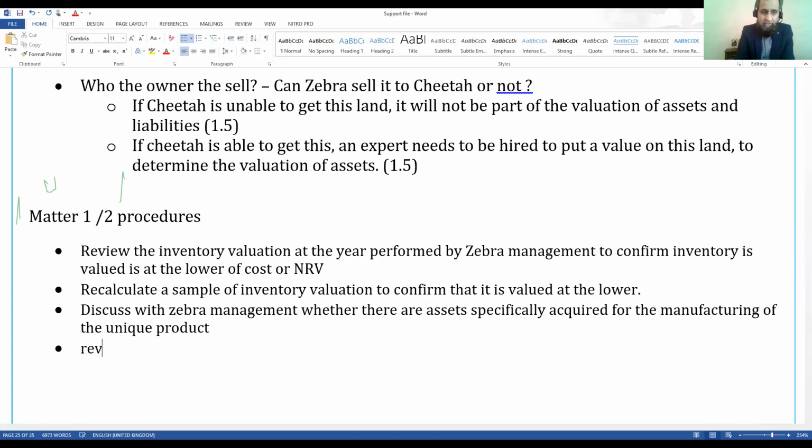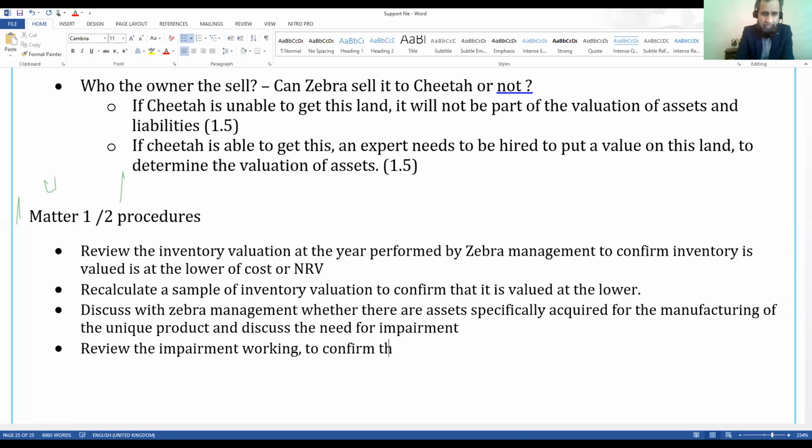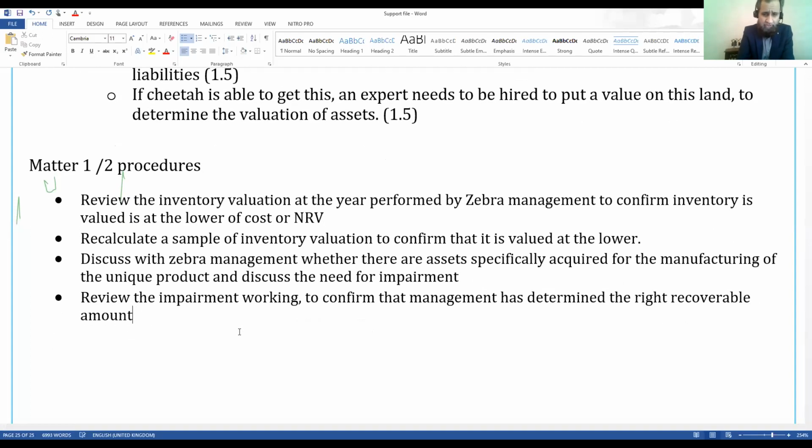Then review and discuss the need for impairment. One procedure: review the impairment working, if the management has done so, to confirm that management has determined the right recoverable amount.